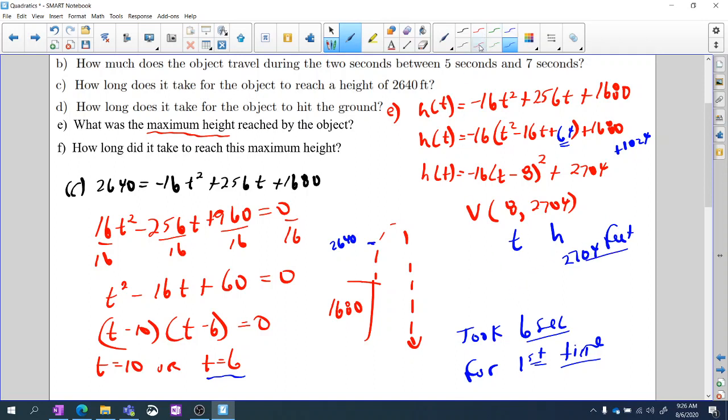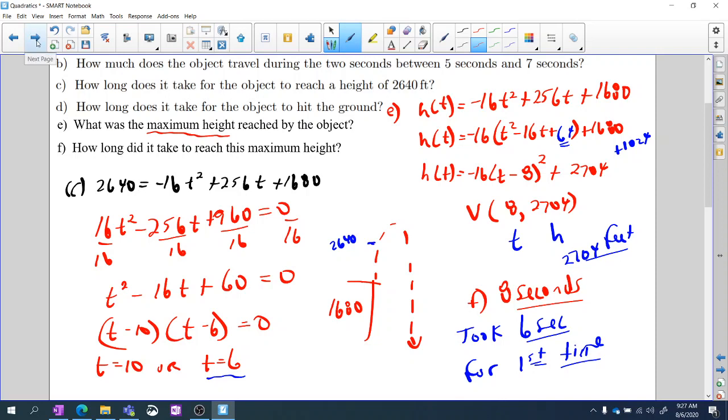The answer to F, the work's already done for it. It says, how long did it take to reach the maximum height? Well, that's the time when you're at that vertex, which would be 8 seconds. There you have it. A real nice example of a test type question where it takes a lot of things we talked about in the unit and puts it together with some nice context where your quadratic has some meaning.